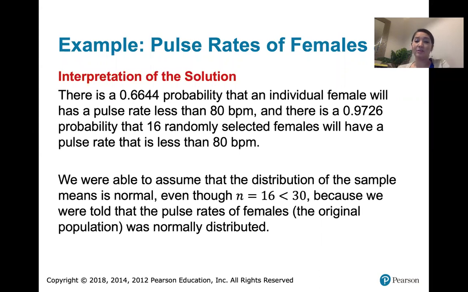Now again, we are able to assume that the distribution of the sample means is normal. It's a normal distribution, even though n is equal to 16 and 16 is less than 30, because we were told that the original population of the pulse rates of females was normally distributed. If that wasn't the case, then it would not be appropriate to use this method and we would have to do something else. And that something else is not discussed in lesson 6.4.